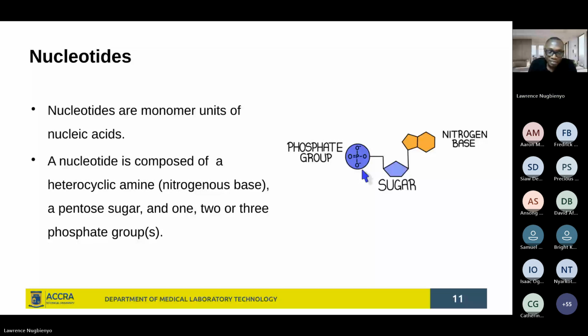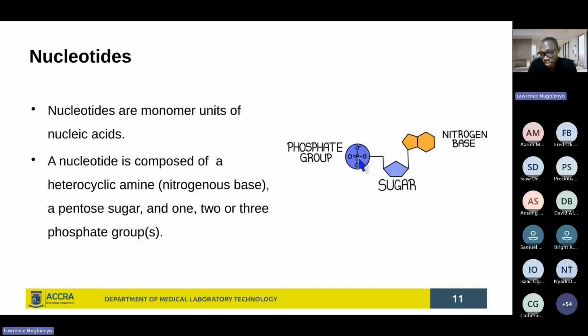Right. Now, what we'll do is take each of these components and look at them. For the phosphate group, not much to say about it because it's just coming from phosphoric acid. And just like all acids, they give out hydrogen ions. And so the phosphate group will be responsible for carrying negative charges.